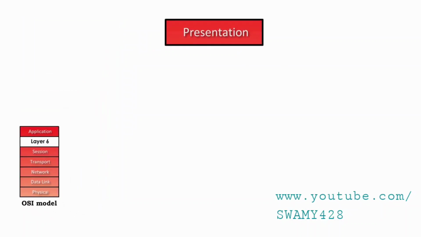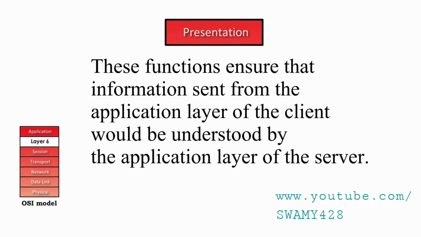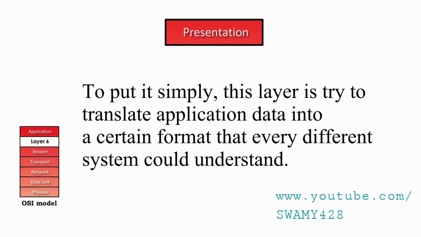Layer 6, presentation layer. The presentation layer provides a variety of coding and conversion functions on application data. These functions ensure that information sent from the application layer of the client would be understandable and comprehensible by the application layer of the server. To put it simply, this layer translates application data into a certain format that every different system could understand. For example, if I send a picture to my friend's computer, I must use standard formats like GIF or PNG so that my friend's computer could understand. If I want to share videos on YouTube, I must use a standard format like MP4 or AVI.